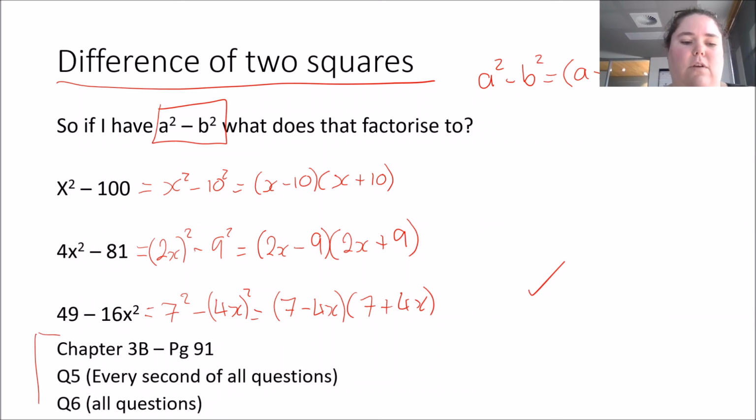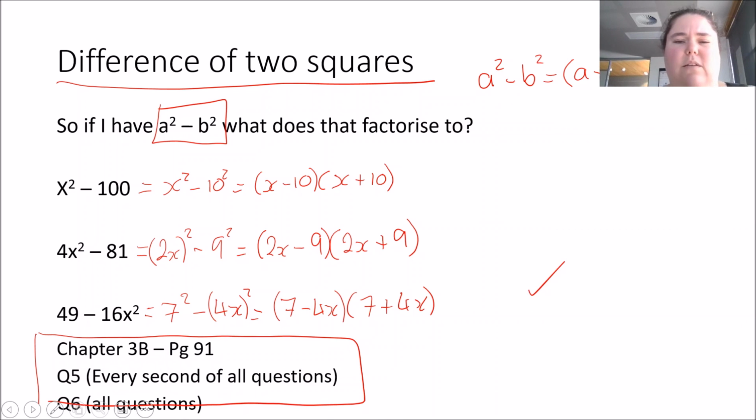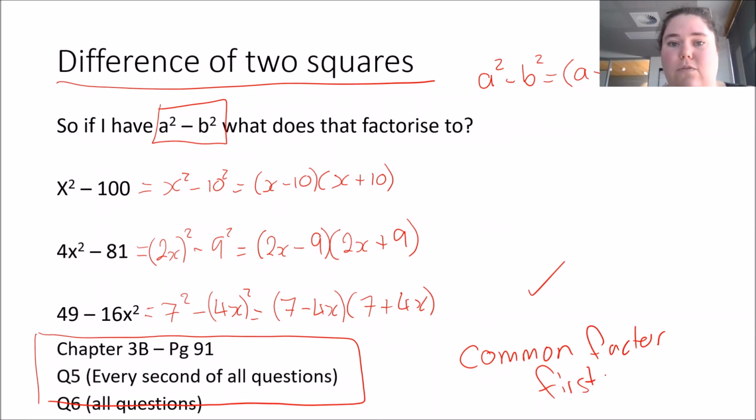Alright, have a go at these questions. When you get to one of them and you're like, there's no square root for this number, please go back to my last video, common factor first. See if you can figure out if there is a common factor. If you can take it out, all of a sudden it might work, which would be lovely. Some of them you will need to do a square root for, but the rest of them should be fine.